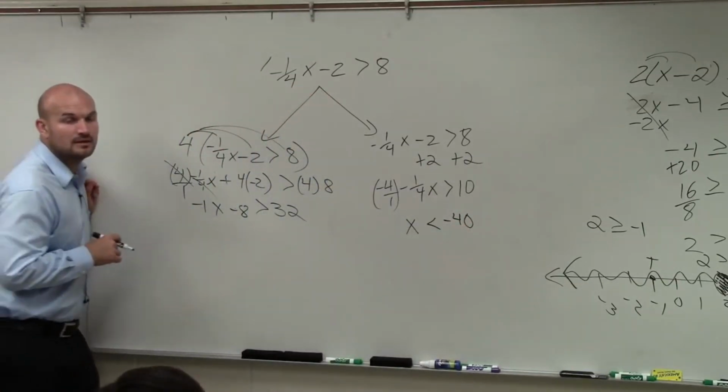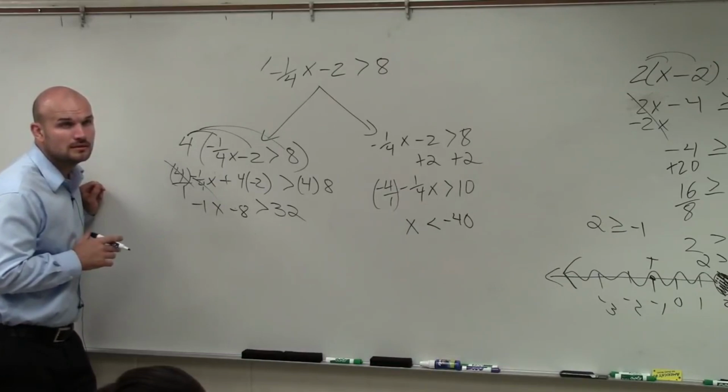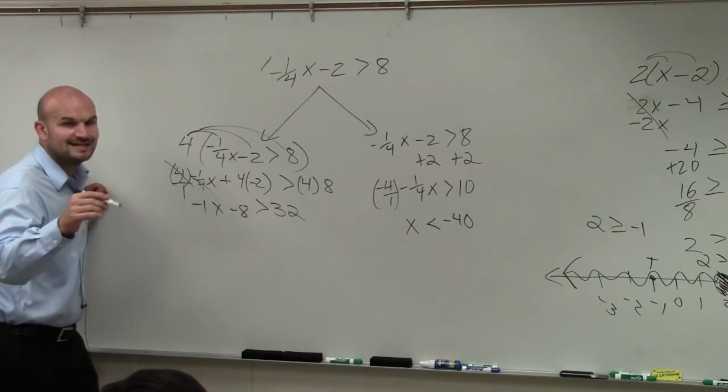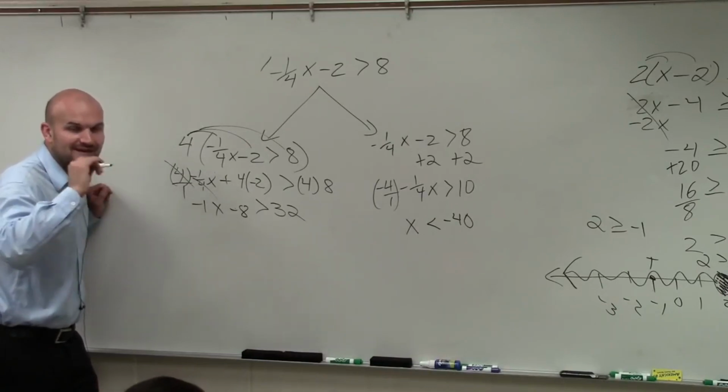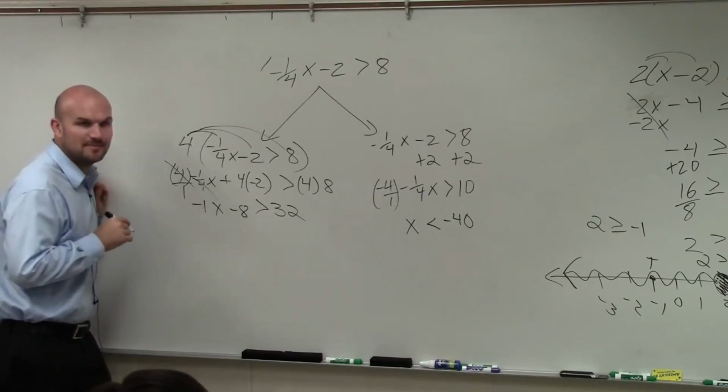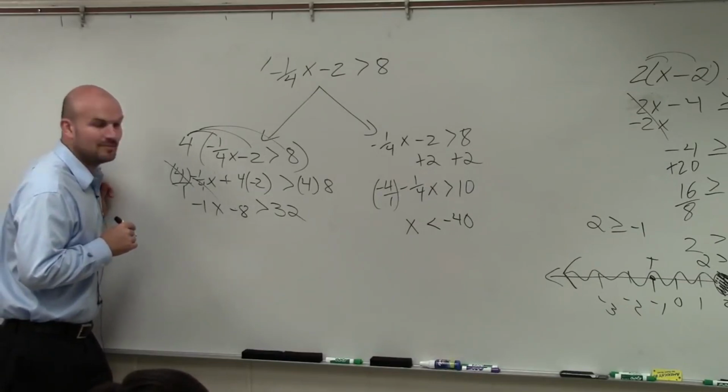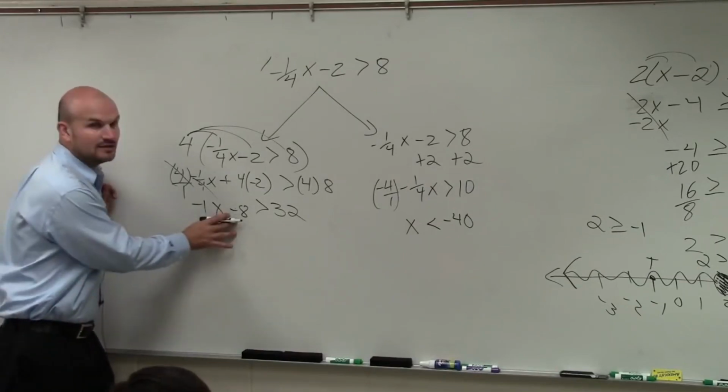OK? Why would I go over it? Write it down. Flip the sign when you multiply or divide by a negative number when you're solving for a variable. Write it down.